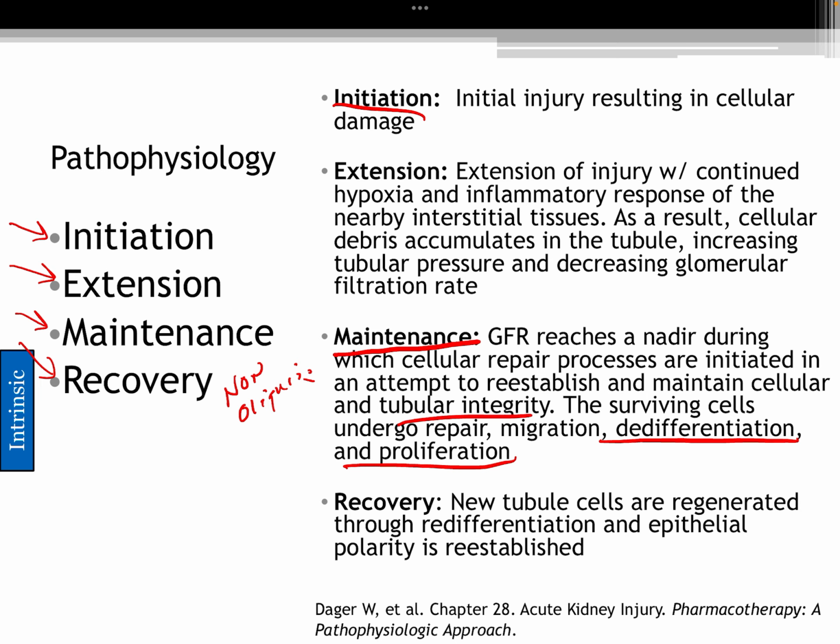So in that time, while they're immature, they'll just pretty much not work right and not have the correct amount of polarity, and will continue to just dump fluids. And then finally, recovery. New tubule cells are regenerated through redifferentiation, and epithelial polarity is reestablished. So this is where we'll go back to normal, at least hopefully.